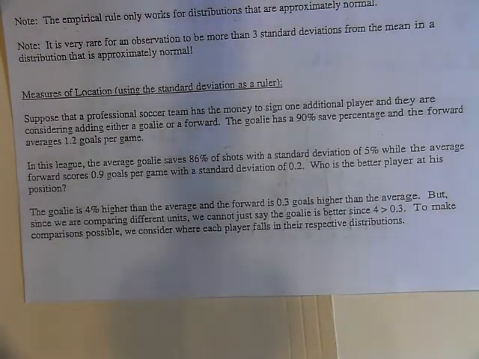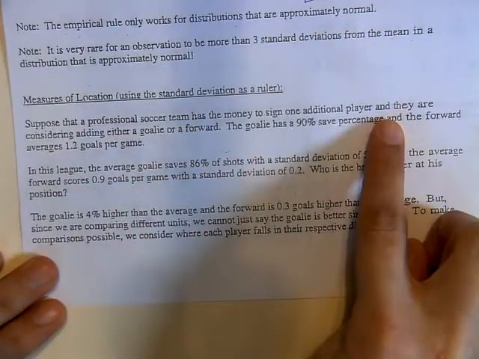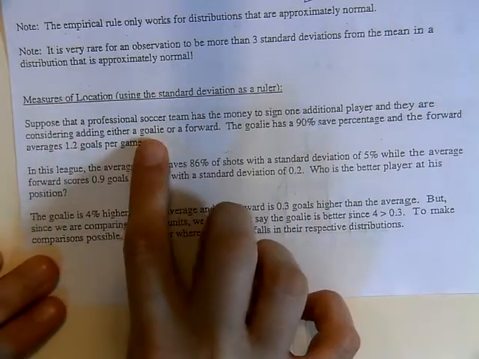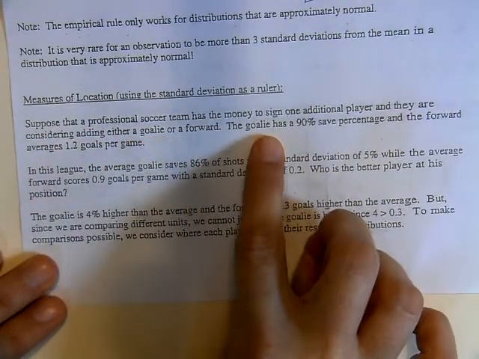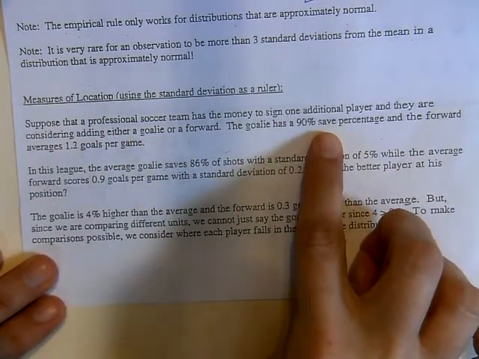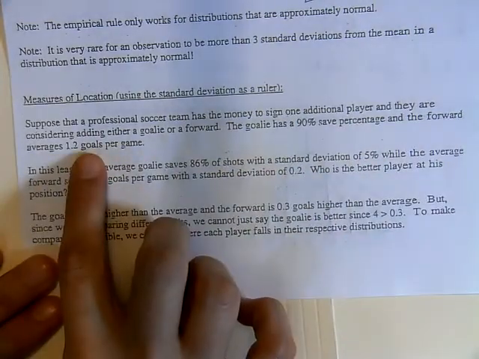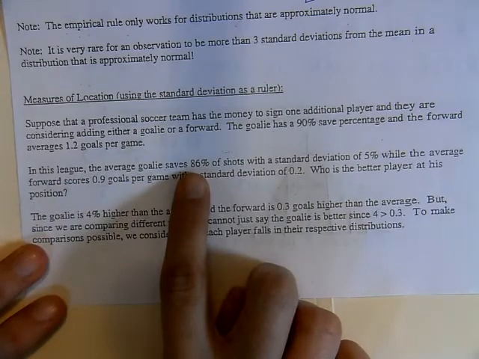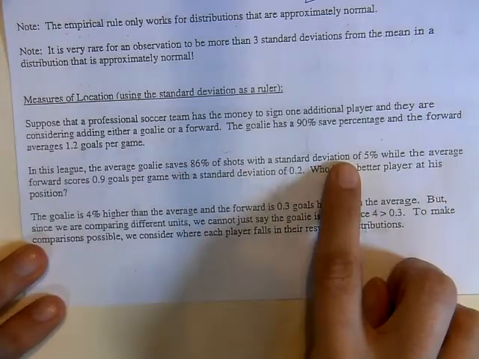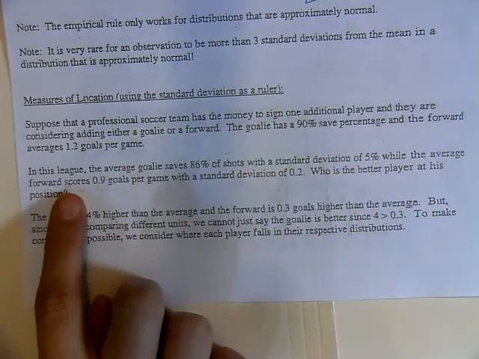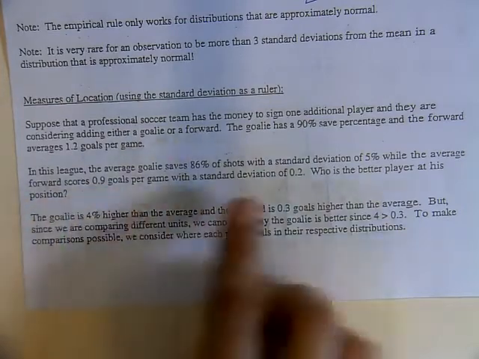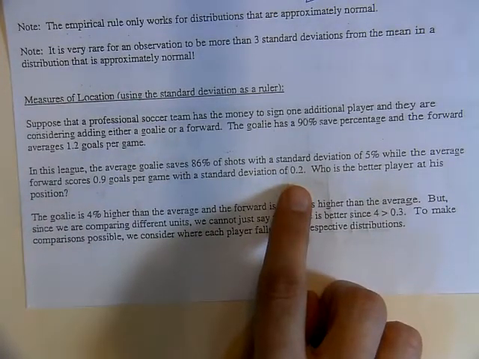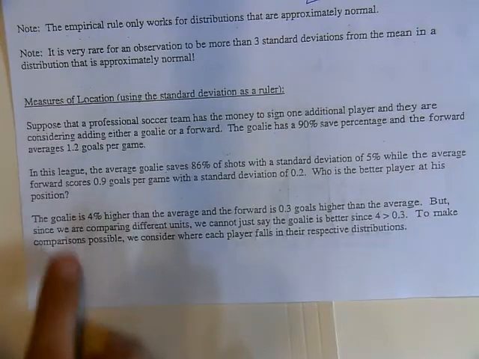So suppose a professional soccer team has the money to send 1 additional player, and they're considering either adding a goalie or a forward. The goalie has a 70% save percentage and the forward averages 1.2 goals per game. In the league, the average goalie saves 86% of the shots with a standard deviation of 5. The average forward scores 0.9 goals per game with a standard deviation of 0.2. Who is better at this position?